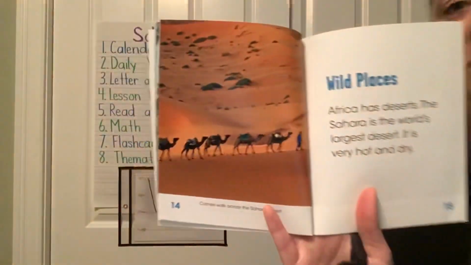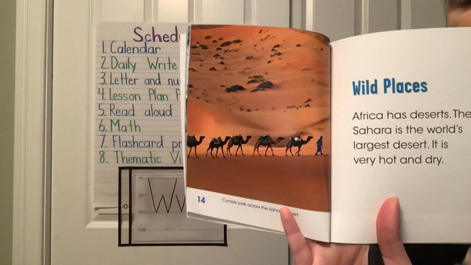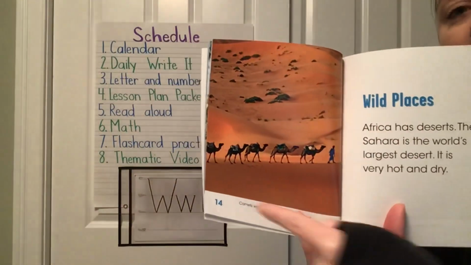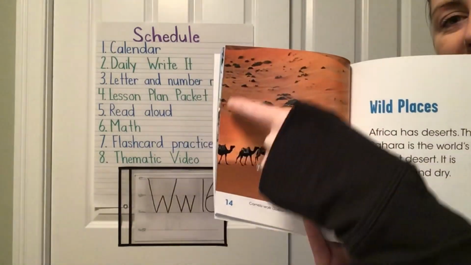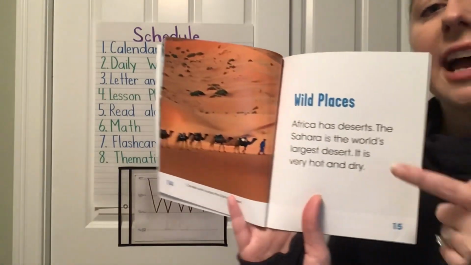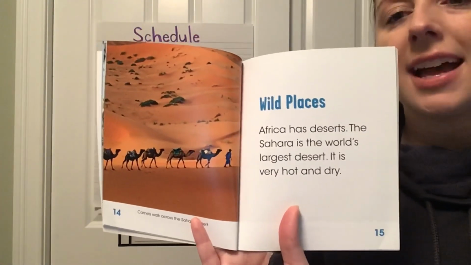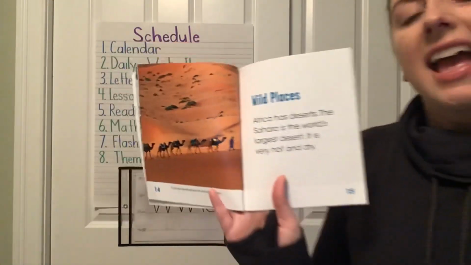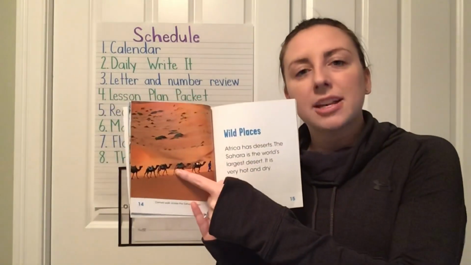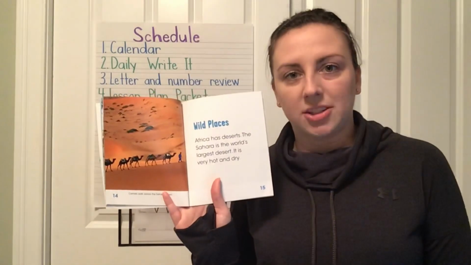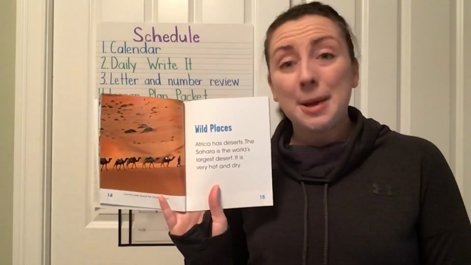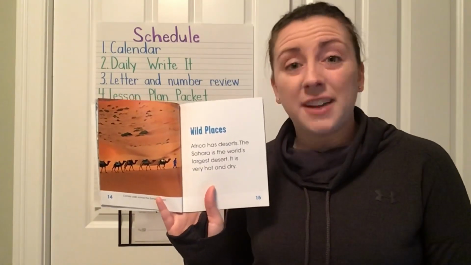A desert. Look at what a large area this desert covers. There's a lot of brown here. Now, reading this page, it says Africa has deserts. If I had never heard that word desert before, how does this picture help me understand what a desert is? Well, I can look at it and I can see there's not many plants. It's very brown.